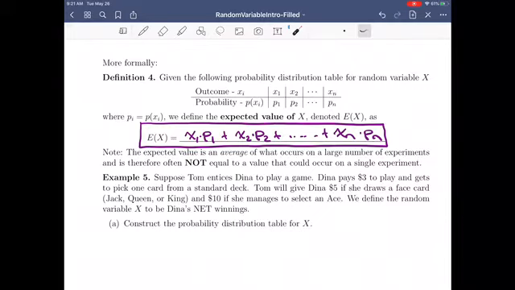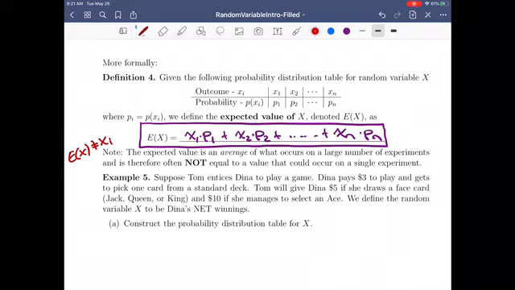Now, an important note: the expected value is an average of what occurs in a large number of experiments, so if you were doing it over and over and over. Because it's an average, it does not need to equal a value on a single experiment. So E of x does not need to be one of the xi's. It's an average, so it could even not really make sense.